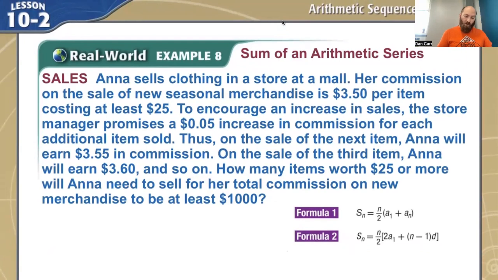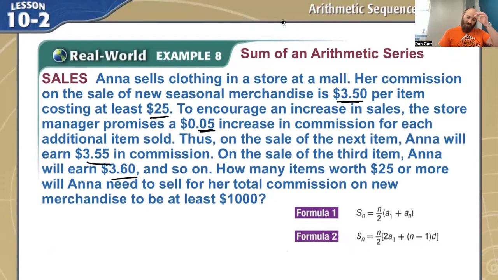Anna sells clothing in a store at a mall. Her commission on the sale of new seasonal merchandise is $3.50 per item. That's costing at least $25. To encourage an increase in sales, the store manager promises a 5-cent increase in commission for each additional item sold. So thus, on the next item, she'll earn $3.55. Third item, she's going to get 5 cents more than that.